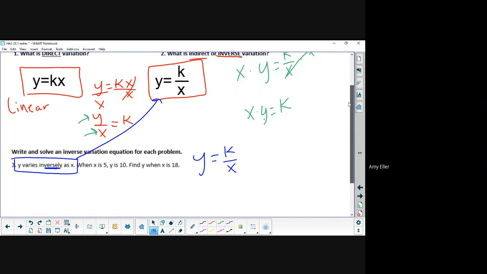And I have a lot of numbers. Not all the numbers that I read go together. The numbers in this sentence go together. When x is 5, y is 10. I'm going to put those numbers into my equation. When x is 5, y is 10.